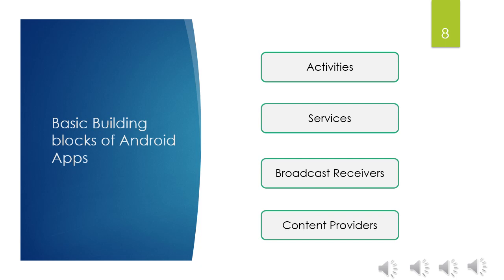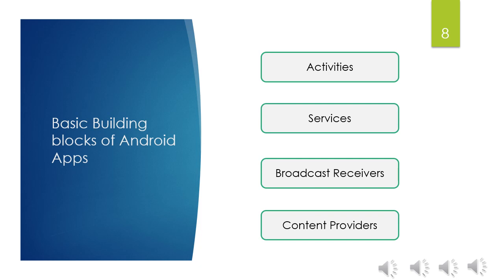Activities are managed by the Android system and can be started, paused, resumed, and stopped according to the user's interaction and the app's lifecycle. They are implemented as subclasses of the Activity class and defined in the app's manifest file.